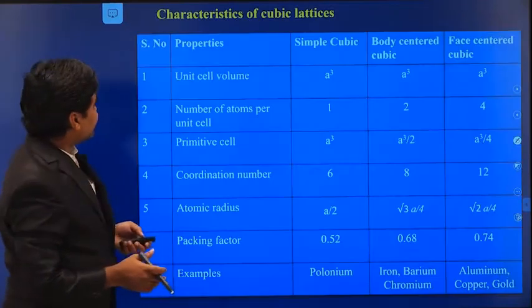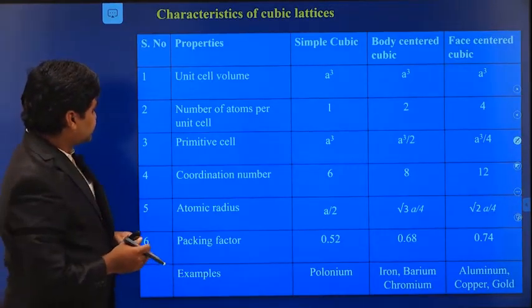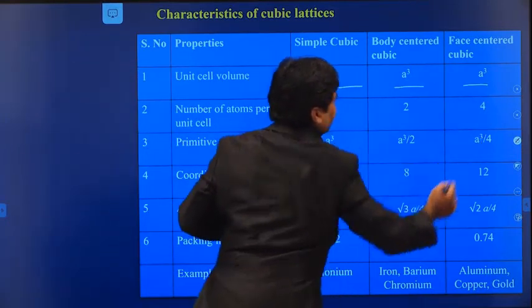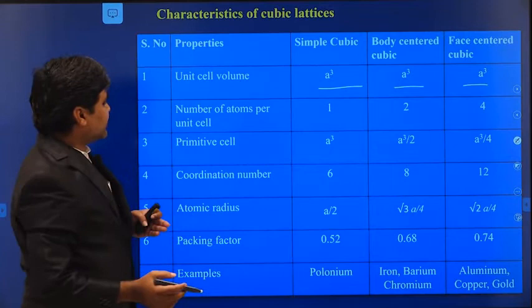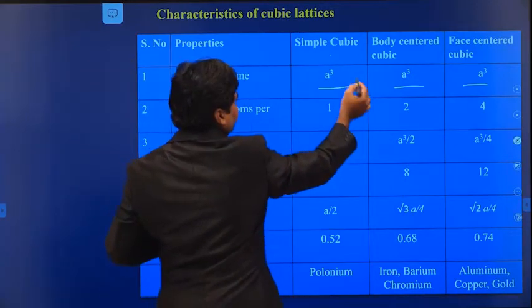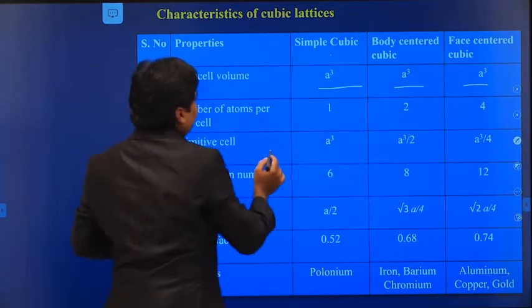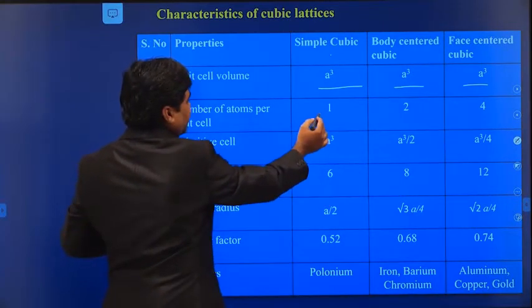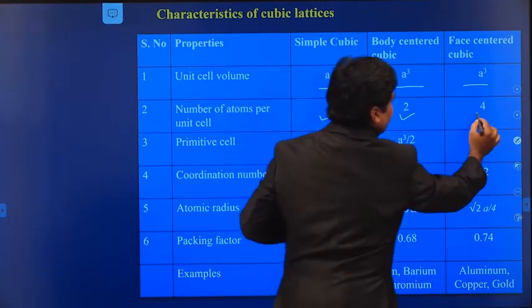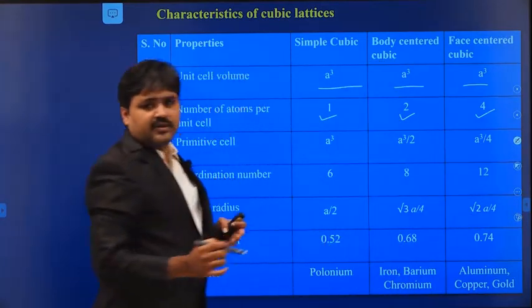So here is the summary of these cubic structures. The unit cell is the same for all of them because all sides are equal. If you take the cubic cell, all sides are equal, so the volume of the unit cell is the same for all structures. But the number of atoms per unit cell is equal to 1 for simple cubic. And in the case of body centered cubic it is 2. And in the case of face centered cubic it is 4.